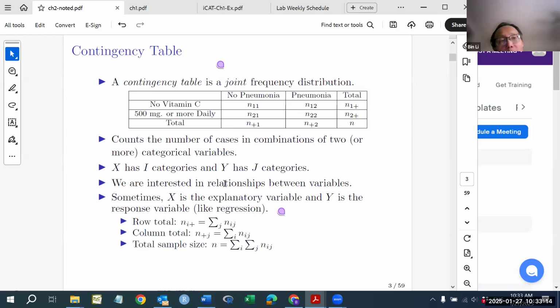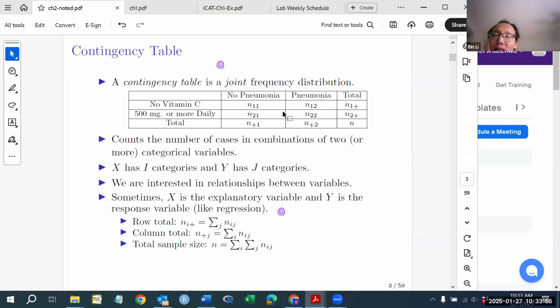Okay, so for the contingency table: a contingency table is a joint frequency distribution. Like in this example, we have the column variable with two levels, no pneumonia and pneumonia, and the rows with two levels, no vitamin C and vitamin C group. So we have four numbers. It's a 2x2 table.